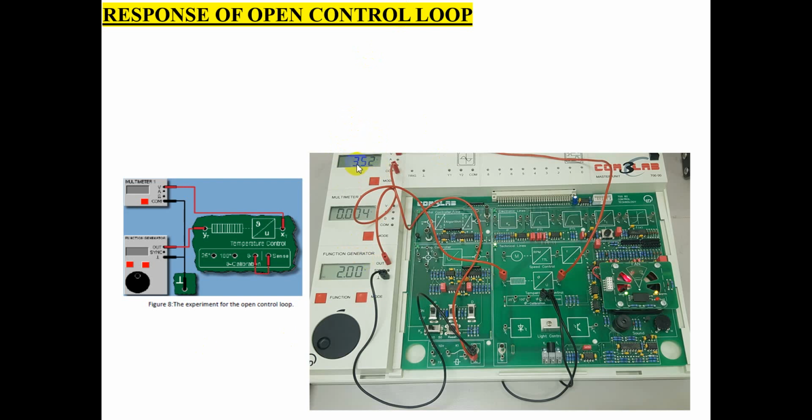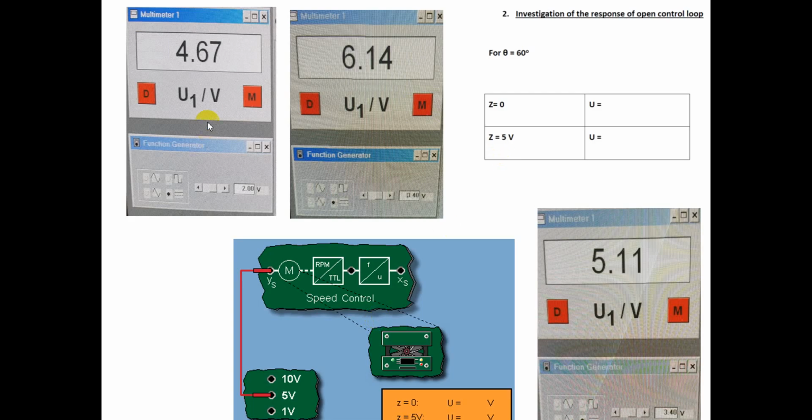If you don't get 6 here, then we will increase by 0.2. Next time we will make it 2.2, giving another value, and we keep on increasing until we get something around 6.1. So this is the procedure here.